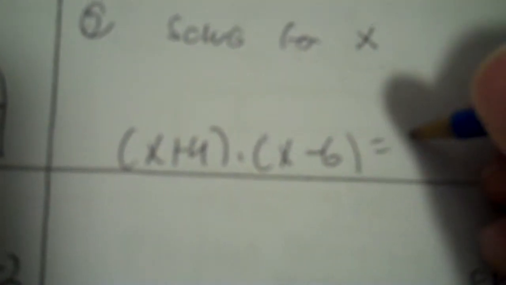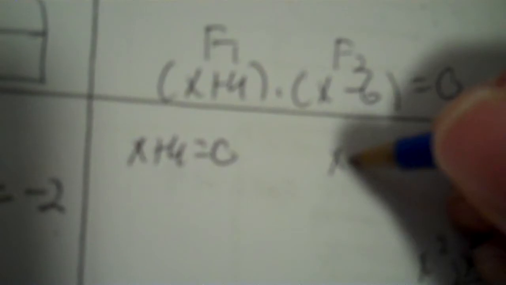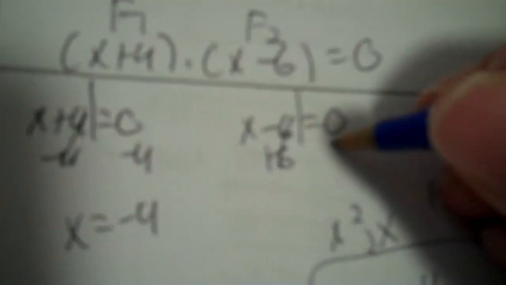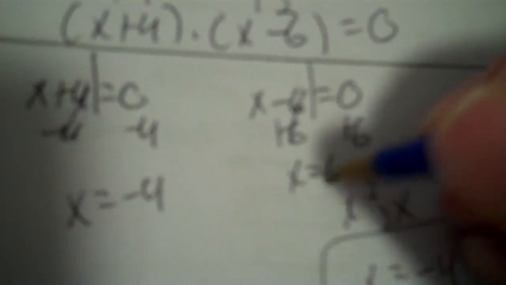Okay, so we have (x + 4)(x - 6) = 0. So F1, F2. So x + 4 could equal 0, x - 6 could equal 0. So you subtract 4 and you get negative 4. Then you add 6 and you get positive 6. Negative 4, positive 6.